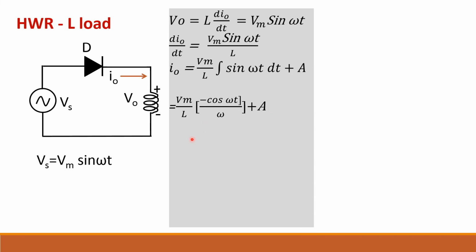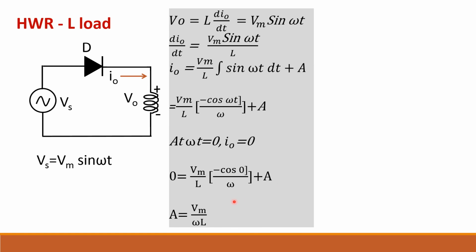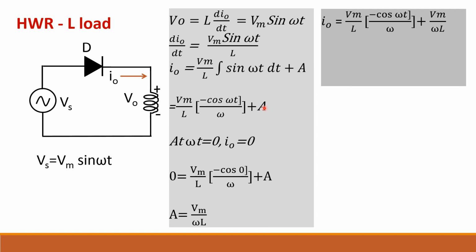For that, apply the boundary condition. What is the boundary condition? We know that at the initial stage, that is omega t equal to 0, I0 is equal to 0. Apply this and find A. In this equation you put I0 equal to 0 and instead of omega t you put 0. You will get A. Substitute this A in I0, so it will become like this. Solve this, you will get this. So this is the I0 equation.